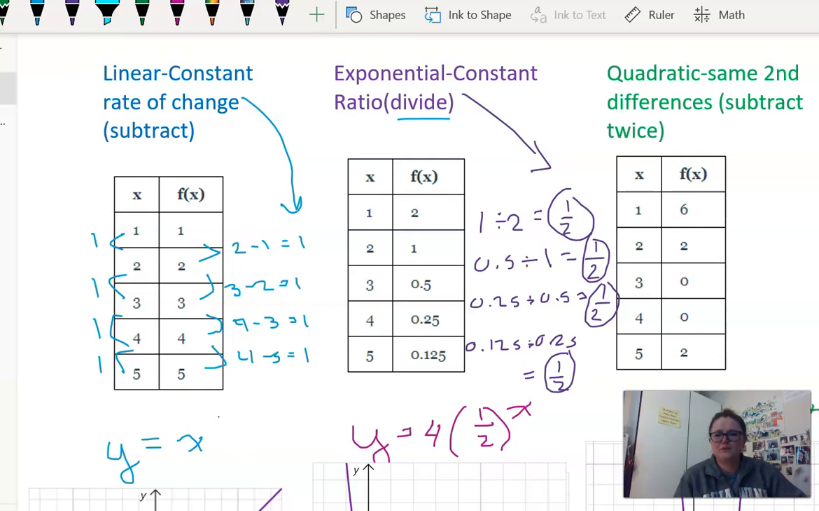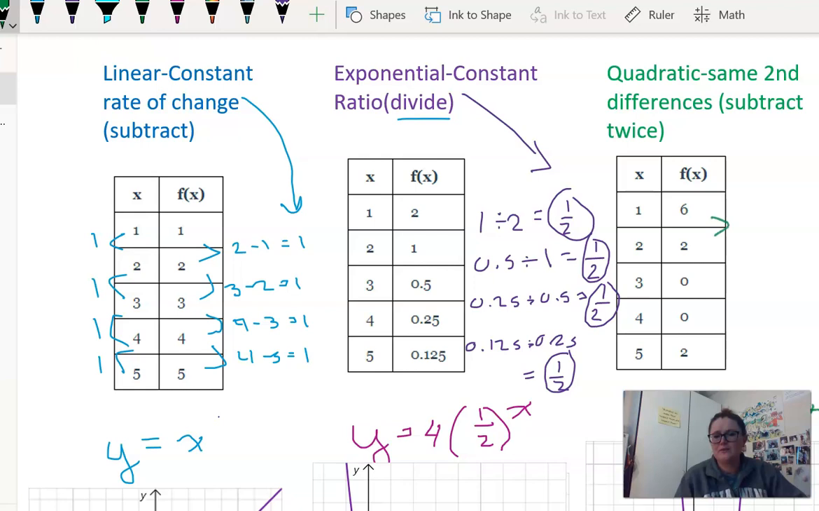So with quadratics, you want to subtract just like you do with linear. The other way you can tell if it's quadratic: if it's not linear, it's not exponential, and it's a function, in this problem set, it will be quadratic because that's your only other option. But let's just really quickly demonstrate what quadratic is from a table.